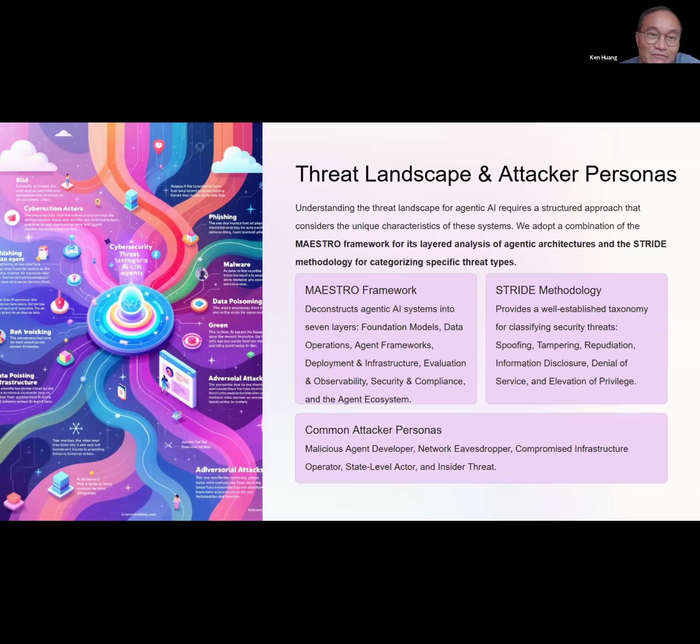We have a time crunch here. But Maestro is really a layered analysis, and STRATA is more like specific threat types. So we can combine them, right? There's also other threat modeling. And we can also use this to threat model our NANDA and ANS potential vulnerabilities, which we actually did in the paper that you can review. We can give you the link.